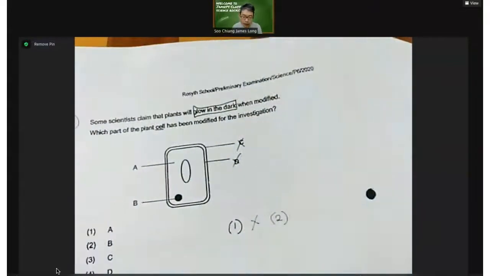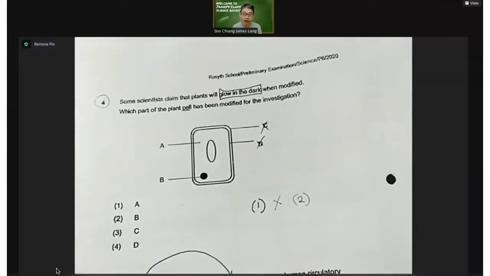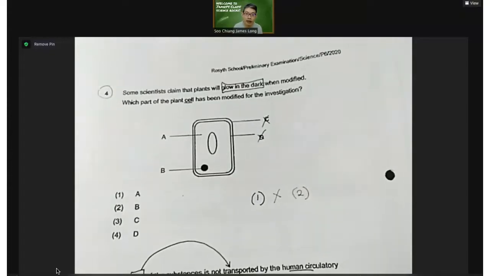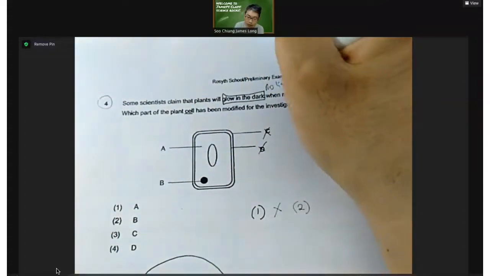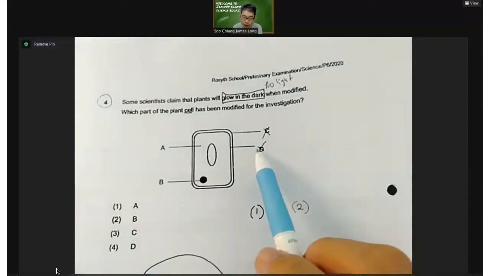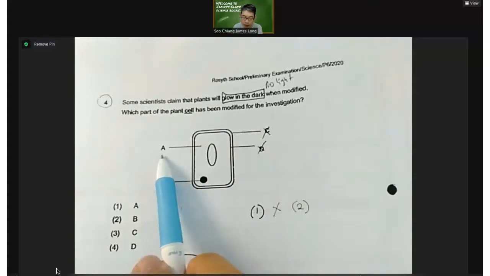Now this one, some scientists claim that plants will glow in the dark when modified. Which part has been modified for investigation? Okay, Miss Ting, what is the concept being tested here? Glow in the dark. So in the dark means there's no light. So here means no light is present. Now this points to the nucleus. This points to the cell membrane. This is a cell wall. This is a cytoplasm.